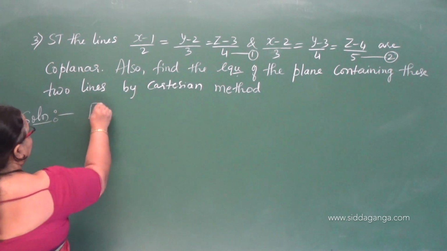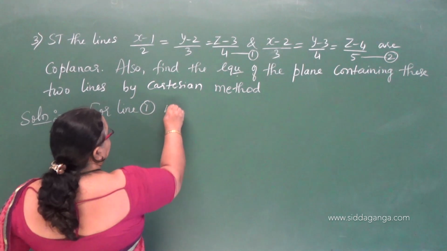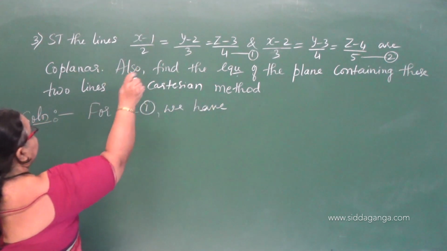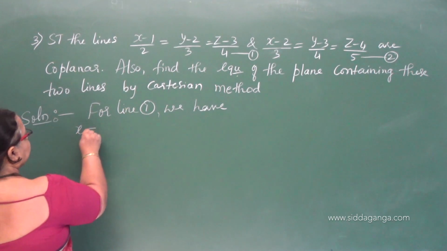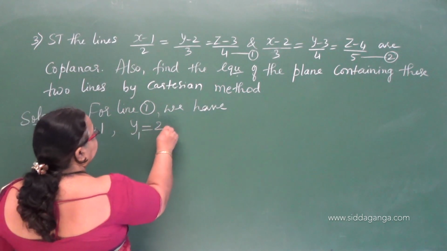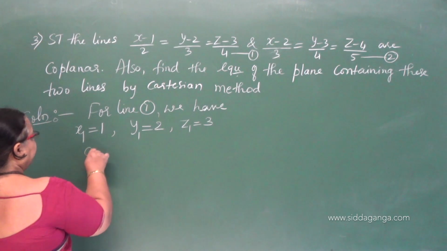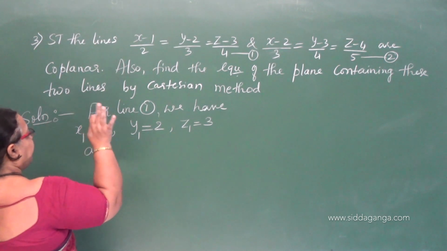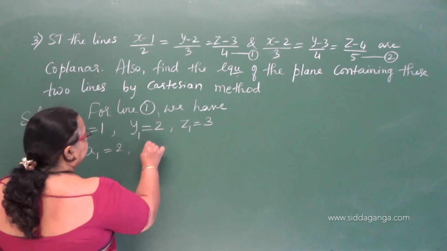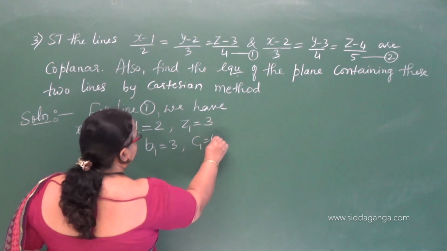So for line 1, we have x minus x1 equal to 1, y minus y1 equal to 2, z minus z1 equal to 3. Below, a1 equal to 2, b1 equal to 3, c1 equal to 4.